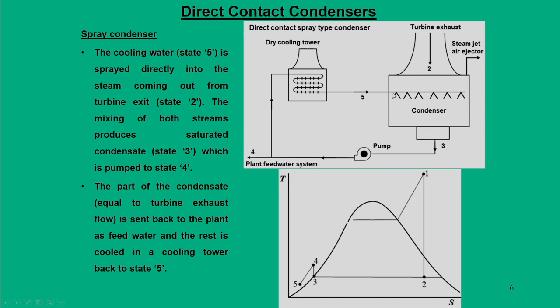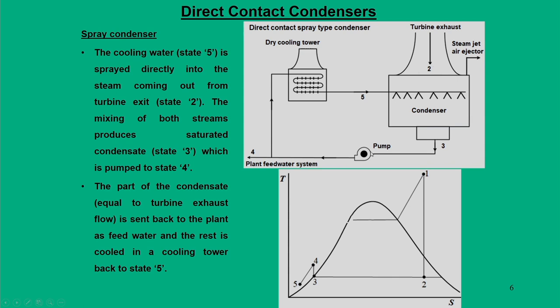Now, during its supply, the water is sprayed inside the condenser from the top, and at the same time, we also allow the turbine exhaust to pass through this medium. Through this process, we have steam and water, and the mixing of both takes place. At the end, most of the steam releases its heat to the water, and the resultant part is collected as state 3 and called condensate, and then it is fed to the feed pump. Now, here at point 3, there are two segments: one goes to state 4, the other returns back to the cooling tower at state 5.